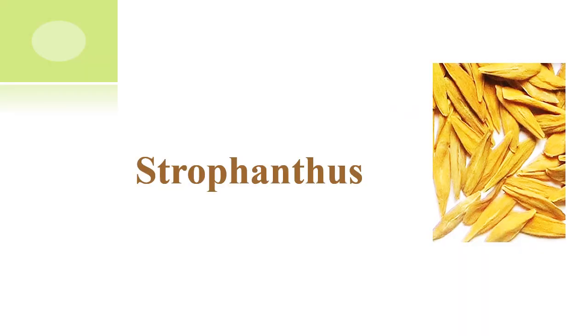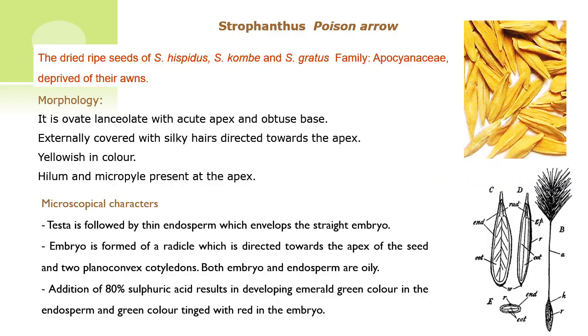Next seed is Strophanthus, or poison arrow. The Strophanthus is obtained from the dried ripe seeds of Strophanthus hispidus, Strophanthus kombe, and Strophanthus gratus, family Apocynaceae. The seeds are deprived of their awns. So there is an outgrowth on the seed, as we said before in the introduction. The outgrowth is an awn, which is a group of hairs carried on a stalk. When dealing with the seed for the active constituent, we remove the awns from the seeds.